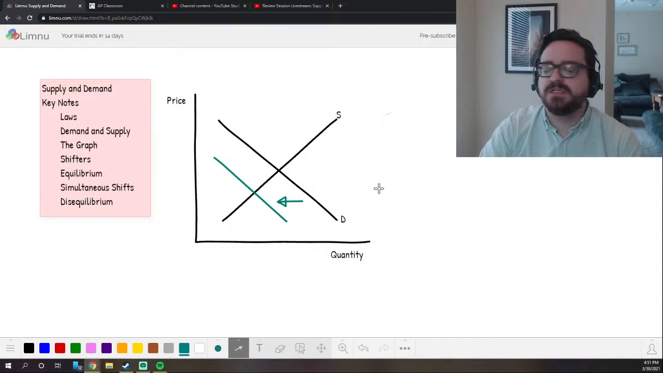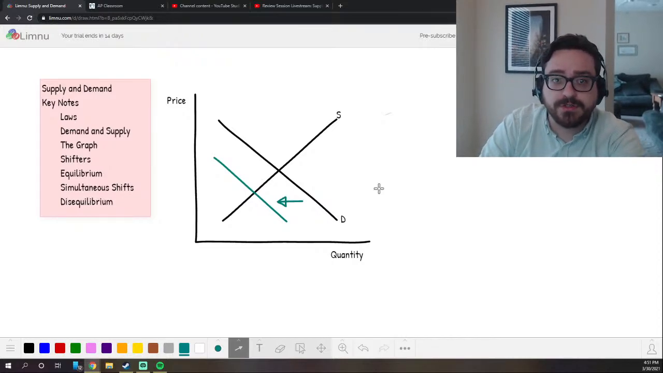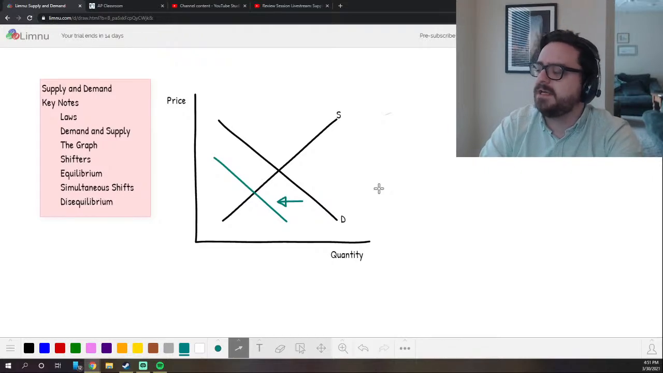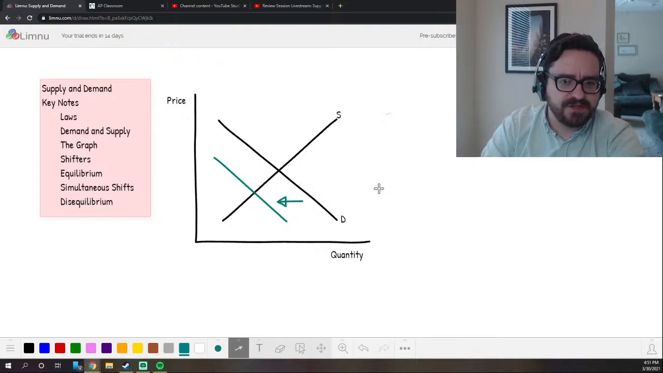The I in TRIPE is income. The more money you have, the more of certain goods you buy and the less of other goods you buy. These are inferior and normal goods.